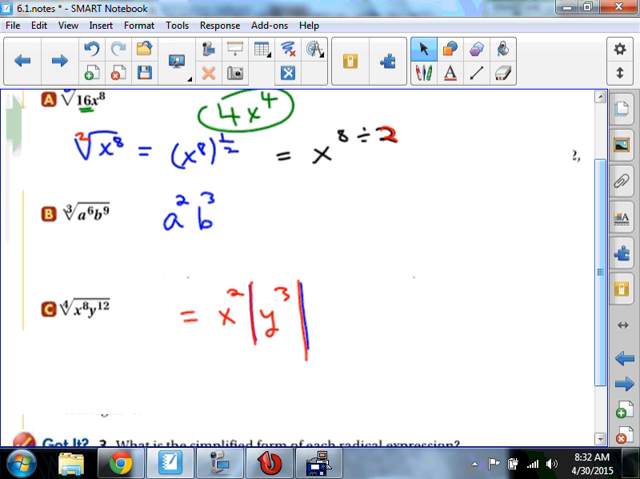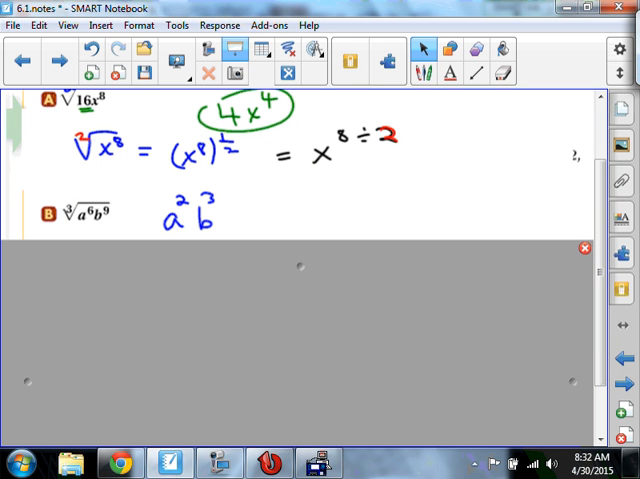Why does that one have to be in the absolute value? Because if the variable had a negative value and you cube a negative, it ends up being negative, and it would end up making that whole thing negative. You need the absolute value when the original index is even and when the variable exponent is odd, when it's simplified like that. Why didn't I do it on part B? On part B, the original index is 3, and 3 is odd.